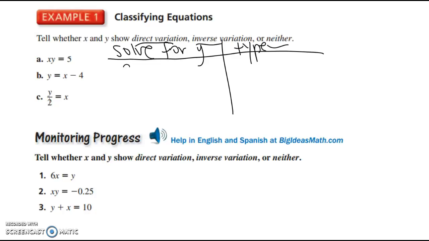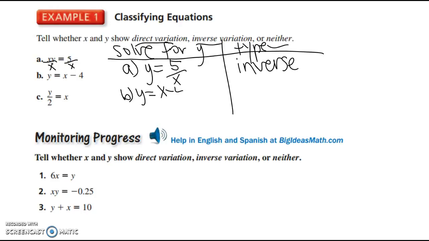So for part A, I'm going to do what? Let's divide both sides by x. So we can see here that this would be an inverse variation because it's division, 5 divided by x. X is in the bottom. For part B, it's already solved for y, and there's no division and there's no multiplication, so this would be neither.